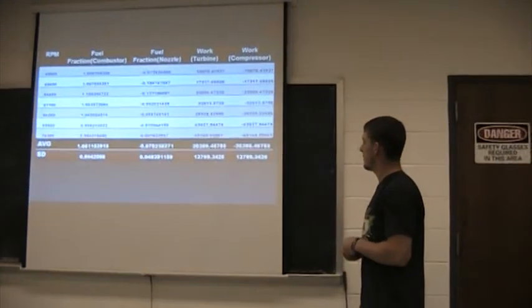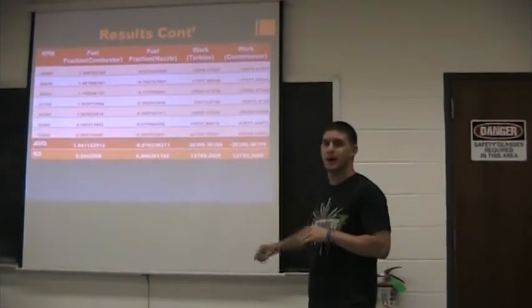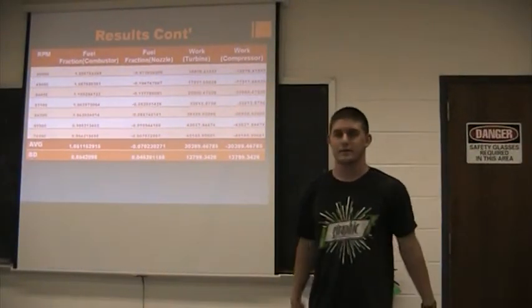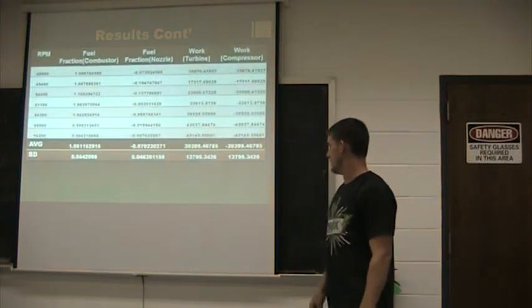And then the work of the turbine and the work of the compressor should match each other. One should be positive, one should be negative. It's kind of work in, work out. And that's what we got here at 30,000 each for the average.